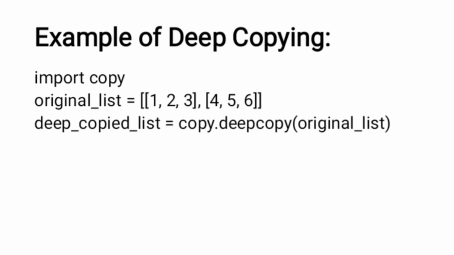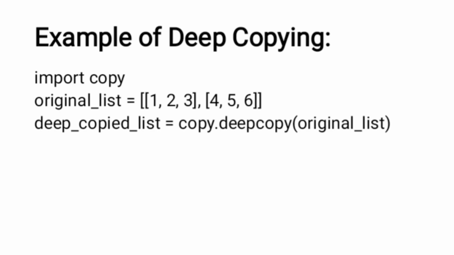This code demonstrates the use of the copy module in Python to perform a deep copy of a list of lists. import copy imports the copy module in Python. This module provides a function called deepcopy that creates a new object by recursively copying the objects found in the original. Next, we have original_list. This line initializes a list, original_list, that contains two sublists, 1, 2, 3 and 4, 5, 6.